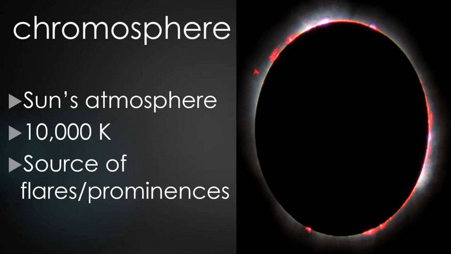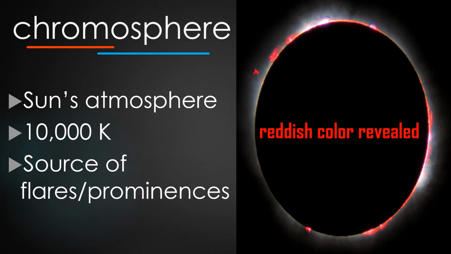This one is the chromosphere. This is the sun's atmosphere. The temperature is 10,000 Kelvin. It has a reddish color. So look at that. That's the chromosphere. This is the source of flares or prominences. Wow, look at that. Isn't that amazing?